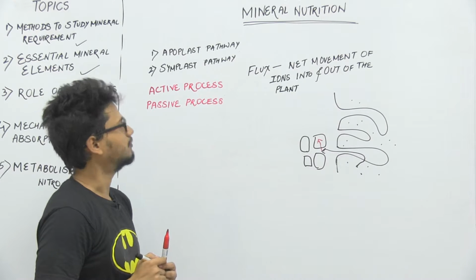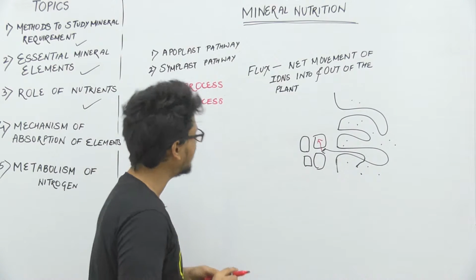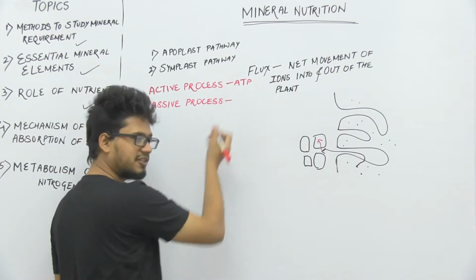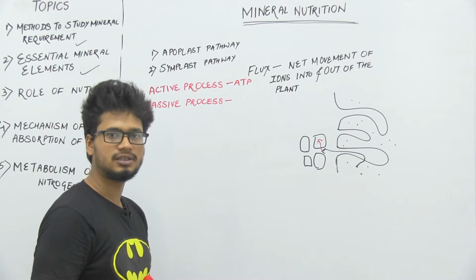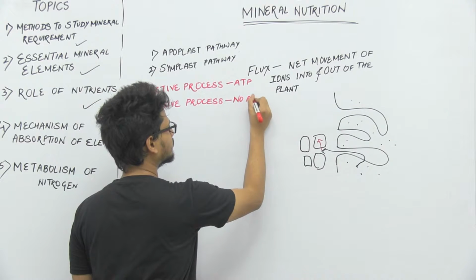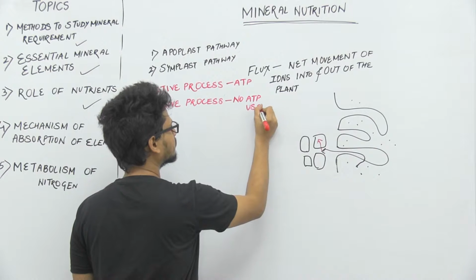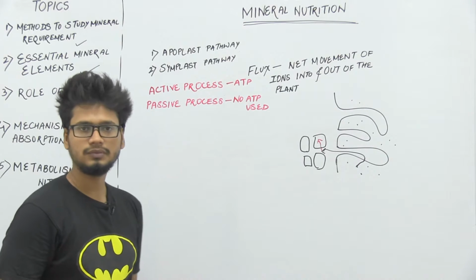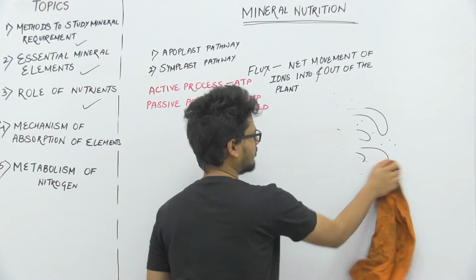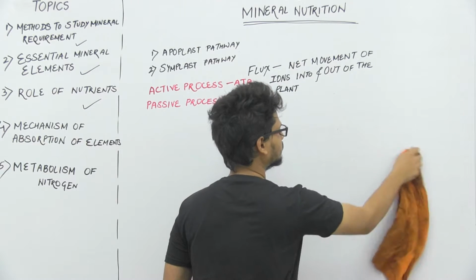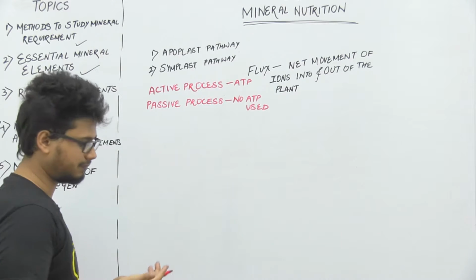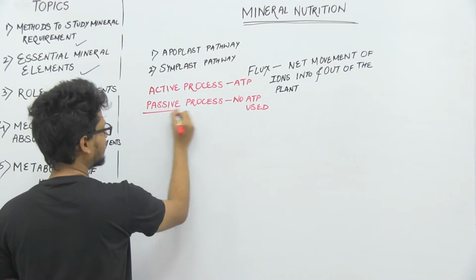Okay, so the active method, as its name implies, uses ATP. But in the passive method, we use other methods which we will discuss now, and this does not use ATP. So we'll discuss the methods for passive first, then we'll move to active. So we'll talk about passive first.